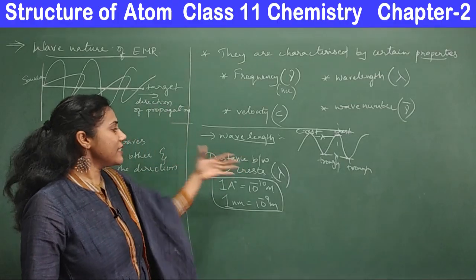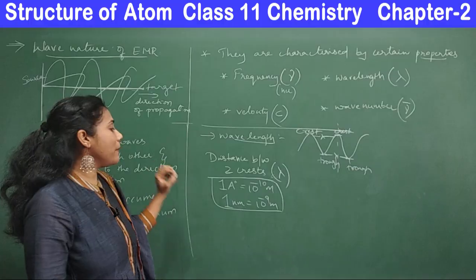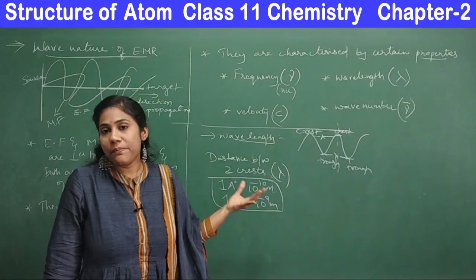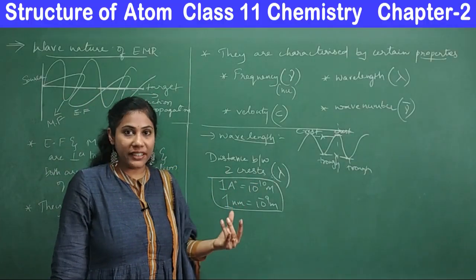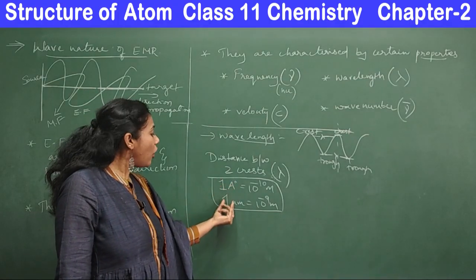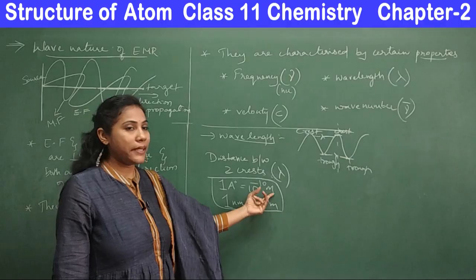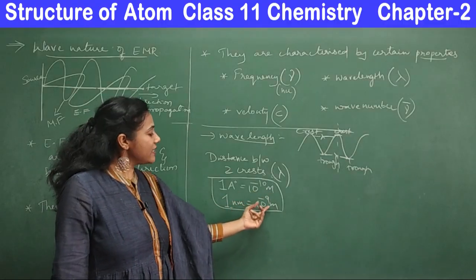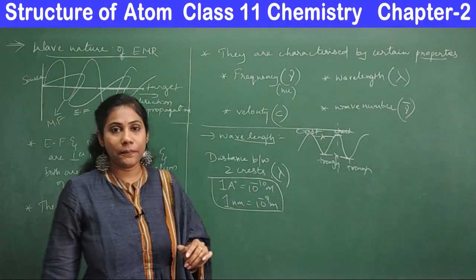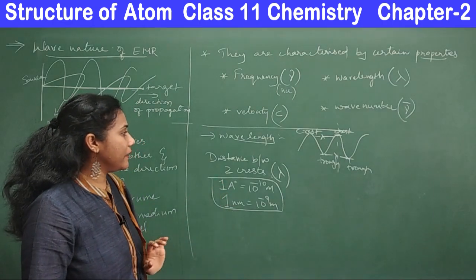It is just a distance. We are not taking it in meters because a few of these electromagnetic radiations have very small wavelengths. So we measure them in angstrom or in nanometer. 1 angstrom is always 10 to the power minus 10 meter and 1 nanometer is always 10 to the power minus 9 meter. So these unit conversions are important here.